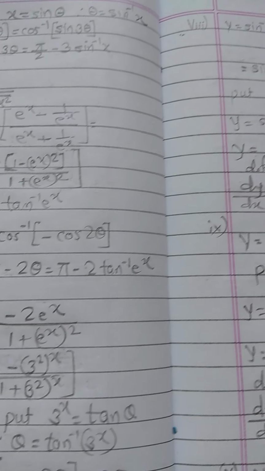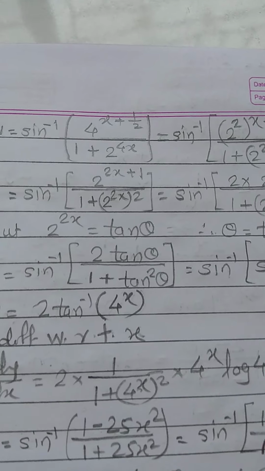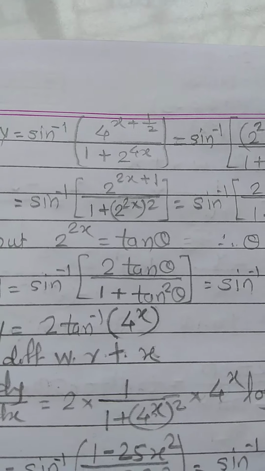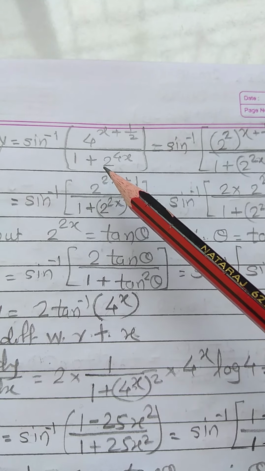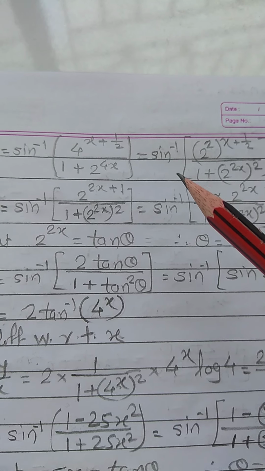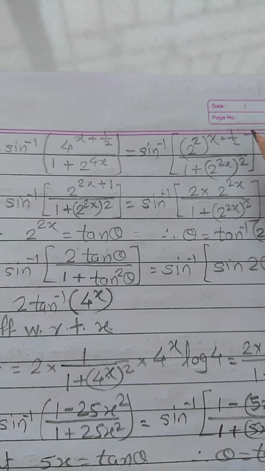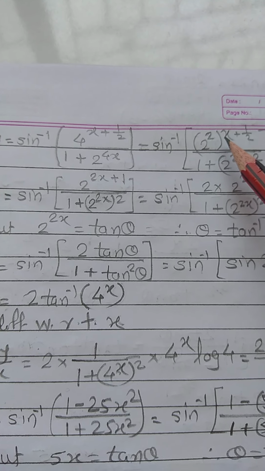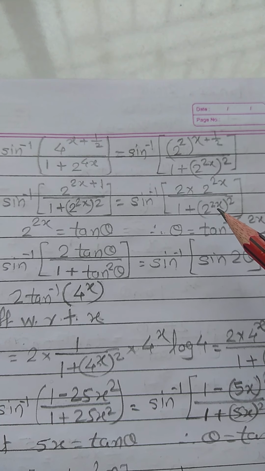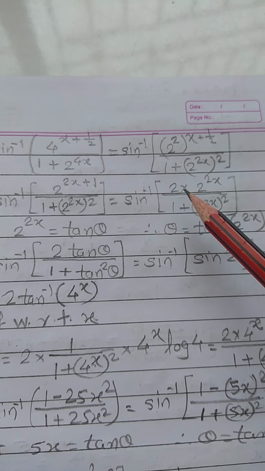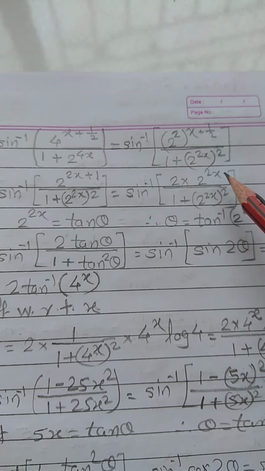Roman 8, y equal to sin inverse of 4 raised to x plus half upon 1 plus 2 raised to 4x. This 4 we can write as 2 raised to 2. Now power raised to power is the product of powers. It will be 2x plus 1. That means 2 into 2 raised to x. In multiplication, addition of the powers is there.